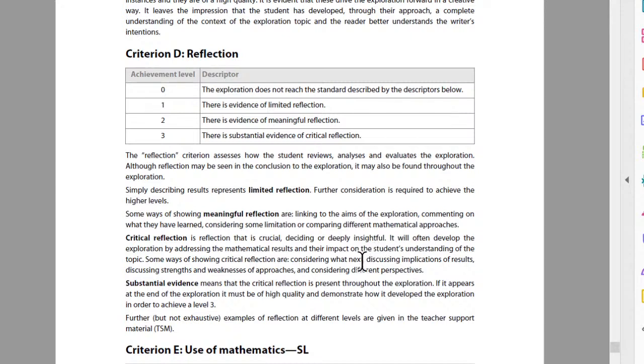So they just say, oh, because I think to reach critical reflection, they need to analyze the assumptions more. So maybe they can say, okay, I said the Earth was not spherical. Let's see how much that would impact the results. Something to that effect. This is a meaningful reflection.